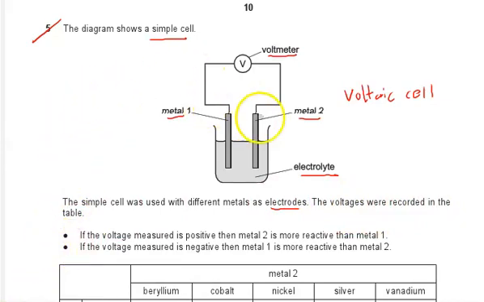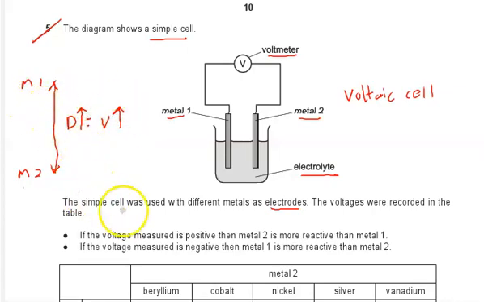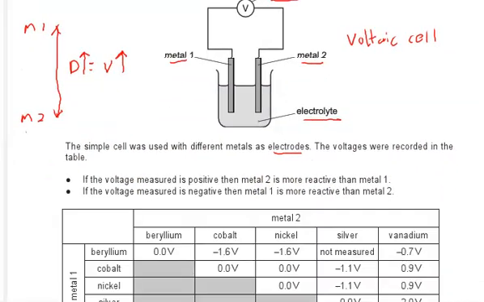Okay, just for your explanation, we will have metal 1 and metal 2 in the electrochemical series. The further the distance between these two metals, the larger the voltage. So if your distance in the electrochemical series is high, your voltage is also higher. Alright, so always remember this. Now let me scroll down.